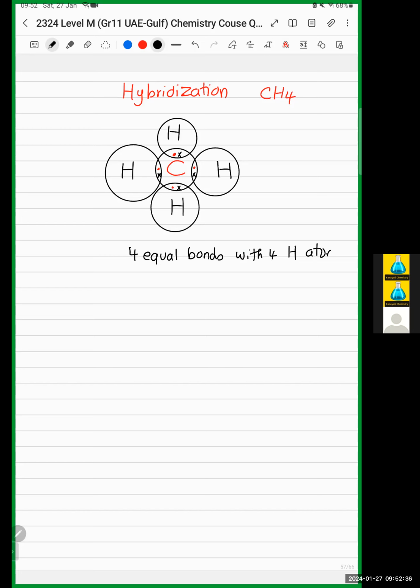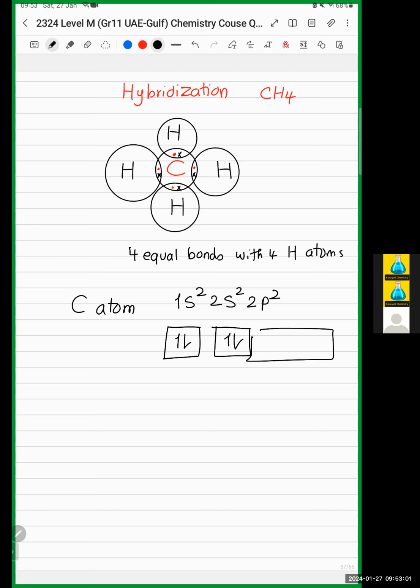So that's fine. So the carbon needs to make 4 equal bonds with 4 hydrogen atoms. But we will face an issue, because let's have a look at the electrons of the carbon that will bond. This carbon atom has an electronic configuration of 1s2, 2s2, 2p2. So it has 2 electrons in the s subshell in the first energy level, 2 electrons in the 2s, and 2 electrons in the 2p. So they look like that. One is in the px and one is in the py.